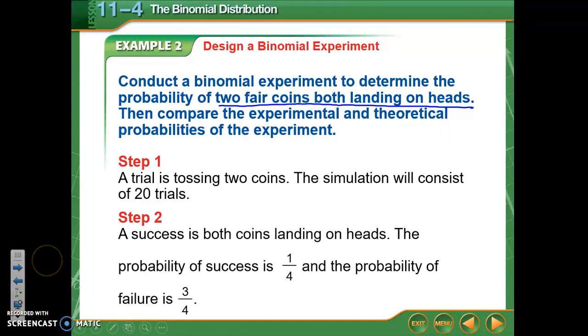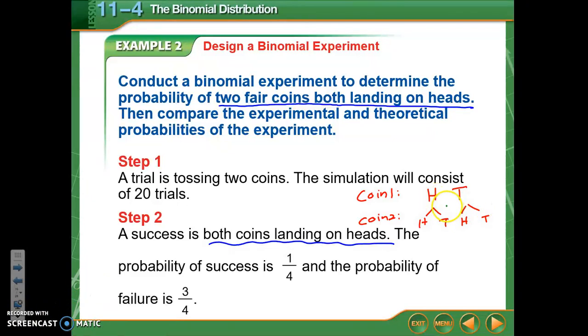So step 2 is to define a success and find the probabilities of success and failure. A success is both coins landing on heads. The probability of that would be 1/4, and the probability of failure, not both landing on heads, is 3/4. And this one is pretty easy to visualize.